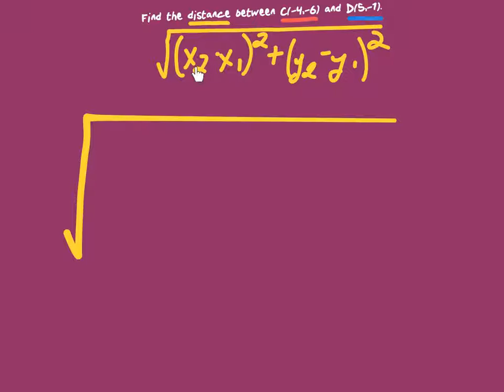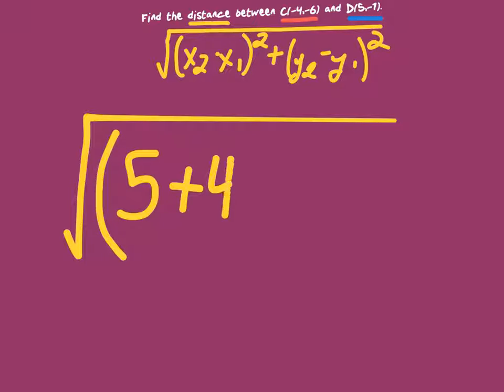And so the x of group number 2 is 5. And so we're going to put that in for right here. Then we have to minus x1, and the x coordinate in group 1 is negative 4. And so two negatives, right? If I minus a negative, that actually becomes a plus 4.